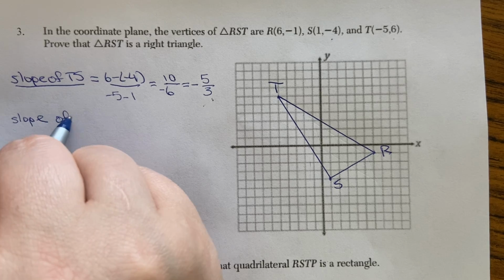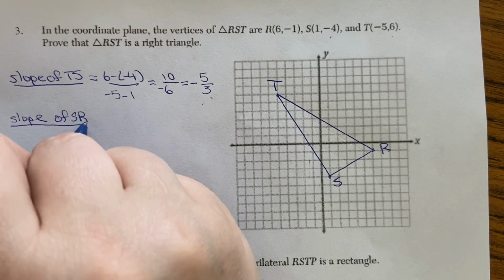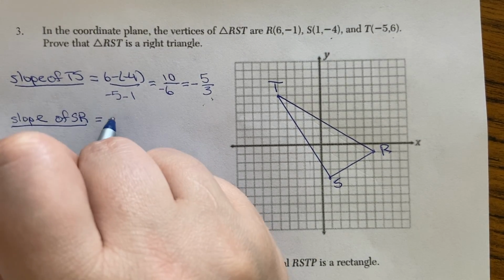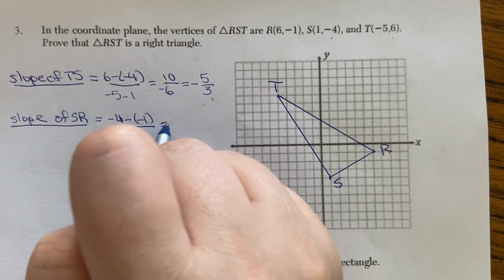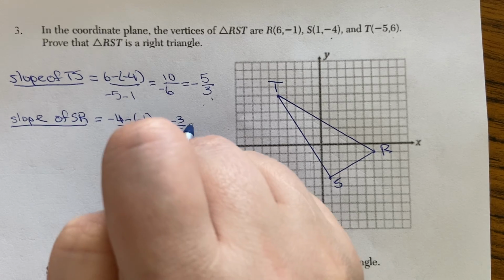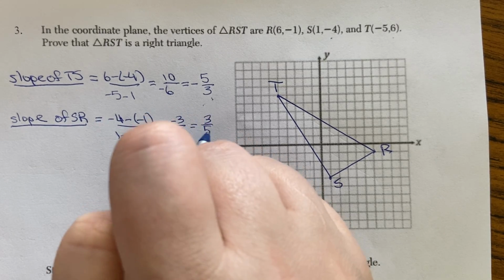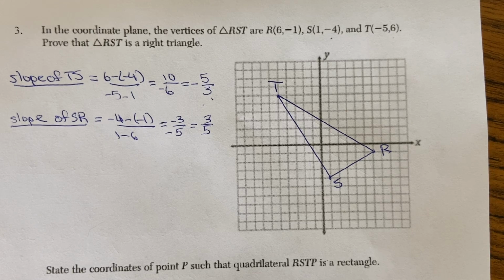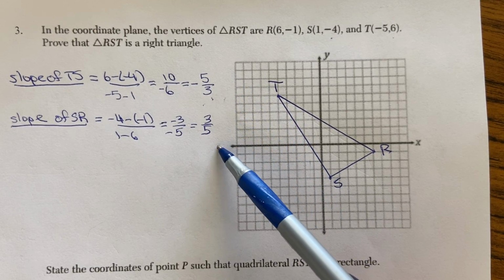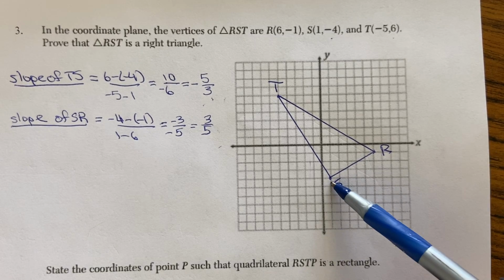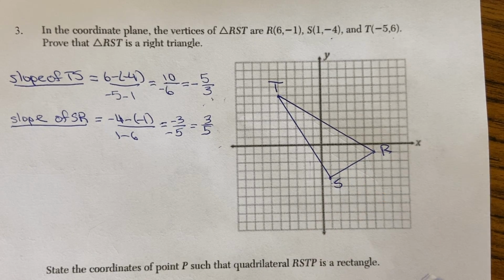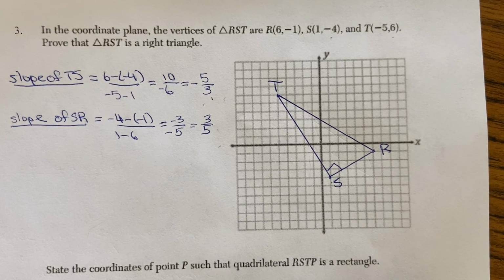So then the slope of SR, okay, that's going to be me doing, let's see, negative 4 minus a negative 1 all over 1 minus 6. And that would give me negative 3 over negative 5. Negative over negative makes it positive. So that's exactly what I wanted. I have negative 5/3 and positive 3/5. So we're going to say that because we have negative reciprocal slopes, we know the lines are perpendicular. Therefore, we have a right angle where they intersect, and they're intersecting at S. So there will be a right angle at S. Therefore, it is a right triangle.